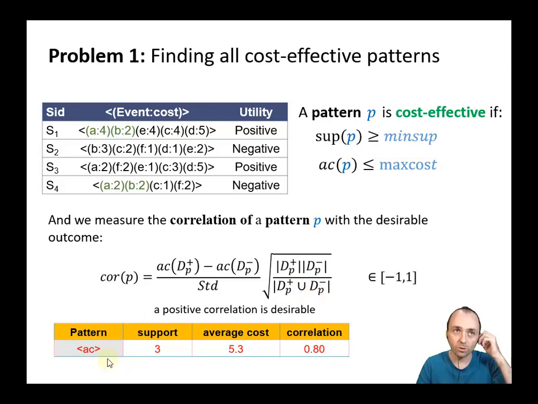With this, we can find patterns like A followed by C as a positive correlation. If we look at this, here we have A and C, it is positive. A and C, it is positive, and A and C is negative. But most of the time, A followed by C is positive. Okay.